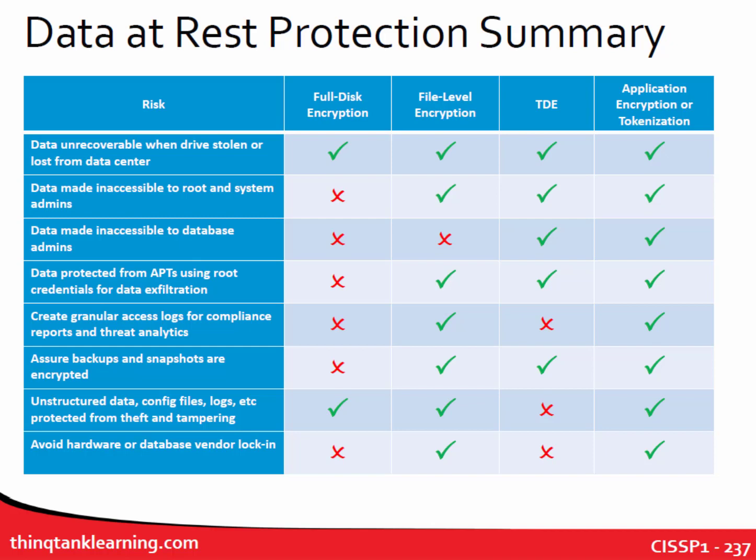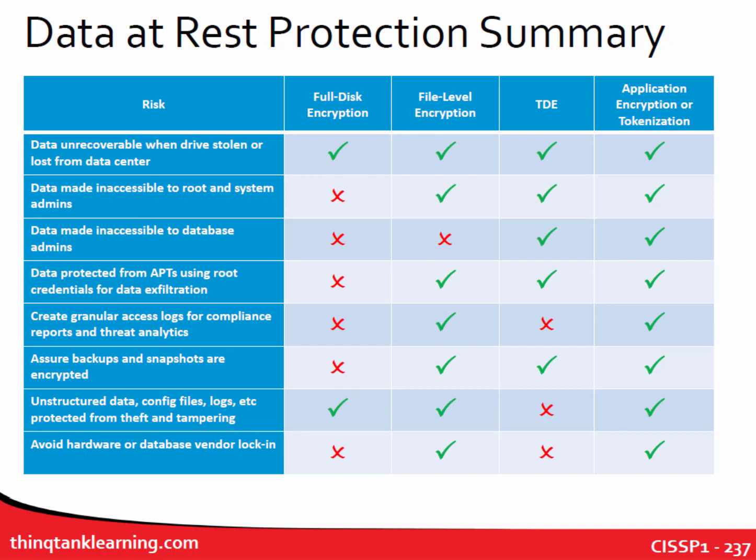Quick table here. What we're looking at is a table that represents some of the benefits for data at rest protection. Not something you necessarily need to know for the exam, but I think it's useful to see, based on the 4 different protection strategies, what's going to provide protection from particular risks, right? The first risk is data is unrecoverable when the drive is stolen or lost from the data center. All of those mechanisms will be sufficient.